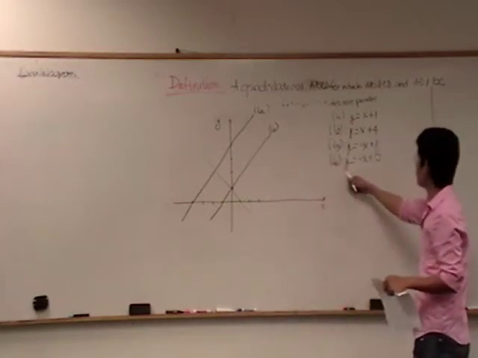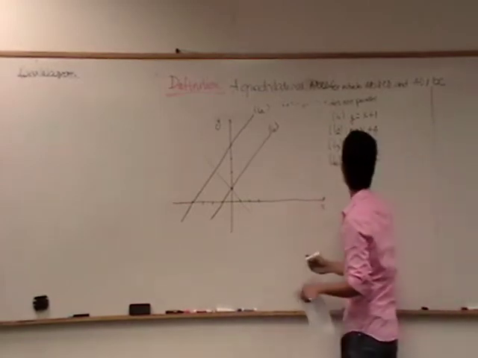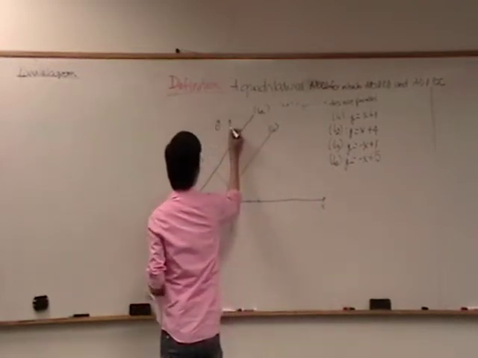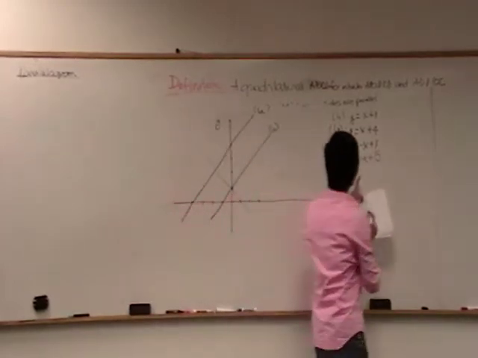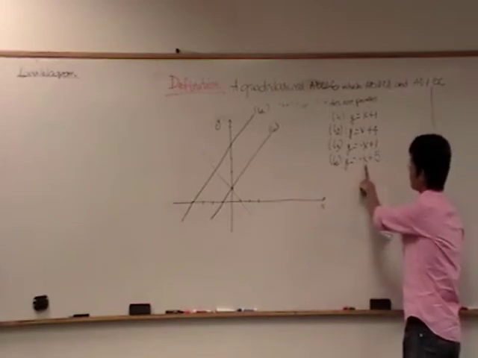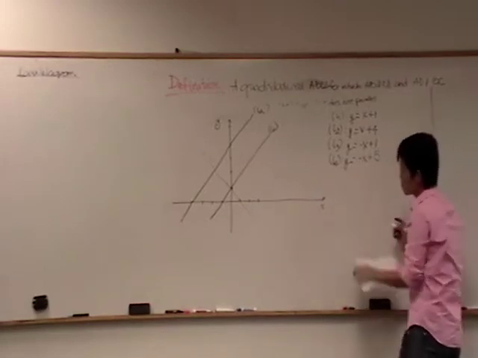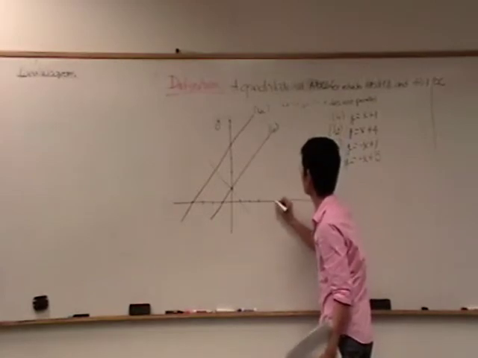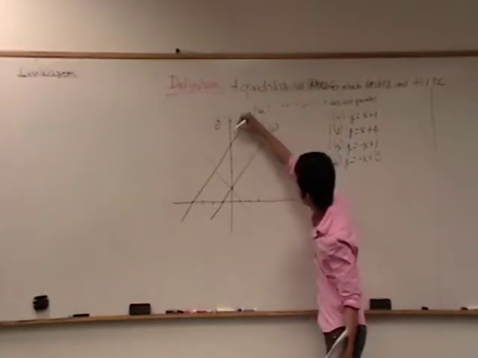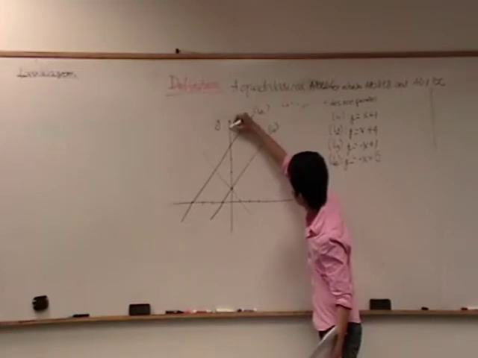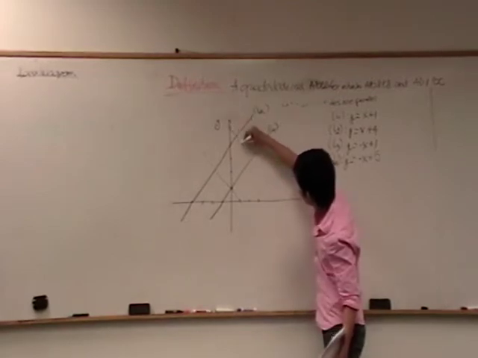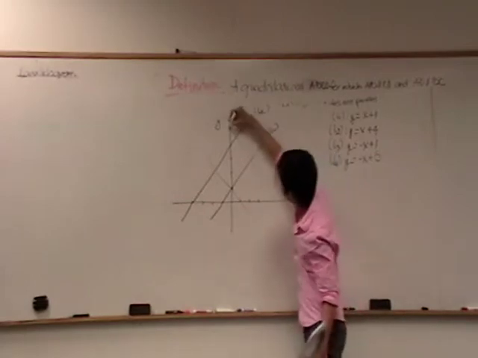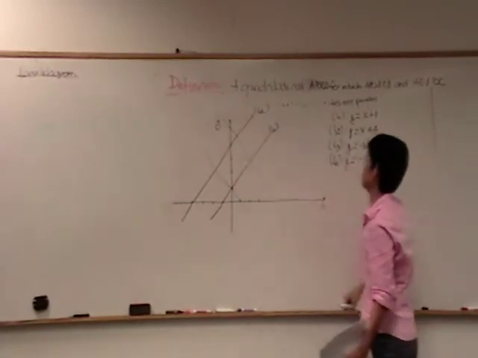And line number 4, x equals 0, y equals 5. x equals 5, y equals 0. 1, 2, 3, 4, and 5. For these two lines, the slope is -1. So again, since they have the same slope, they're not going to intersect, so they're parallel.